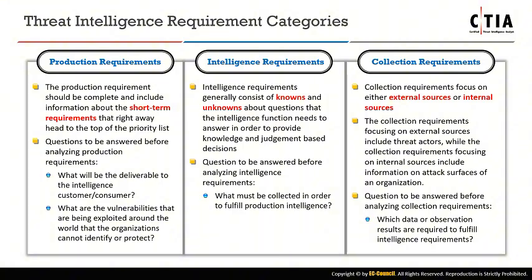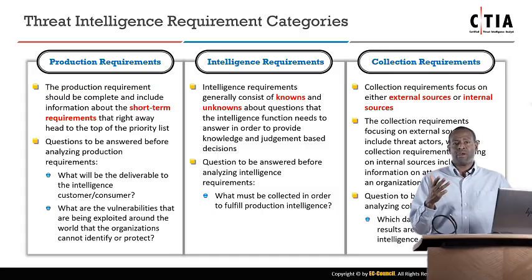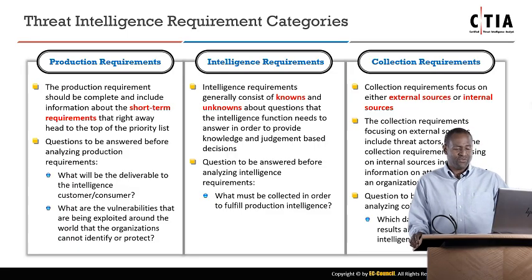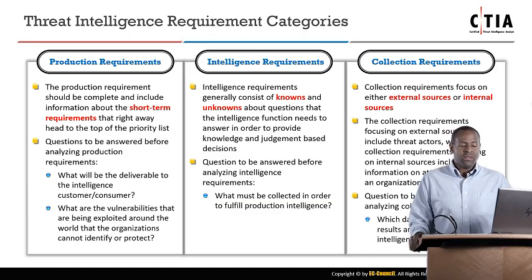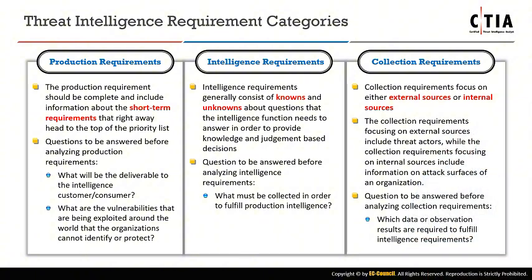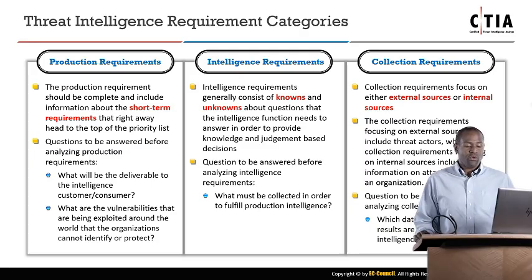The attack surface is the sum total of all interfaces, protocols, ports, and programs that our organization is running. That's part of the attack surface. And so we need to know what that surface is, and that will relate directly to the threat actors and what types of attacks they might be planning. So the question that needs to be answered before analyzing our collection requirements is, what data or observation results are required to fulfill our intelligence requirements? So what do we need to collect?